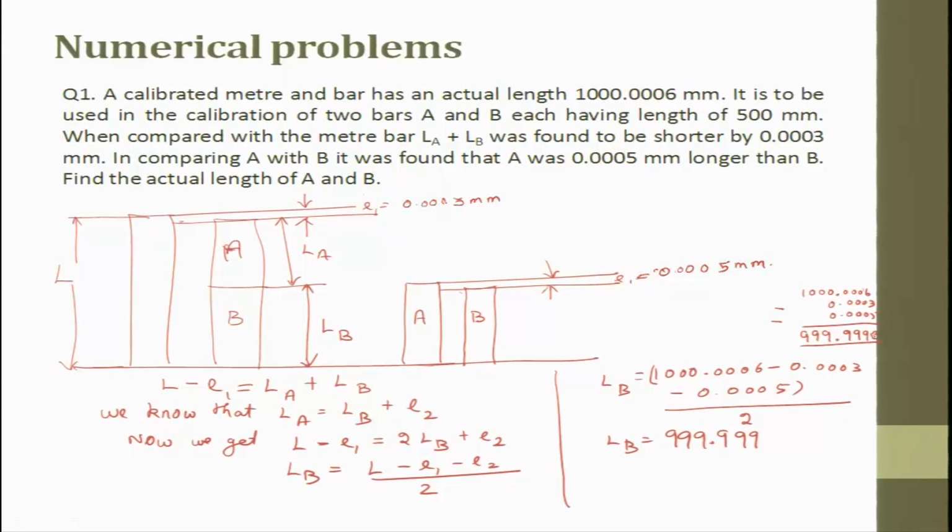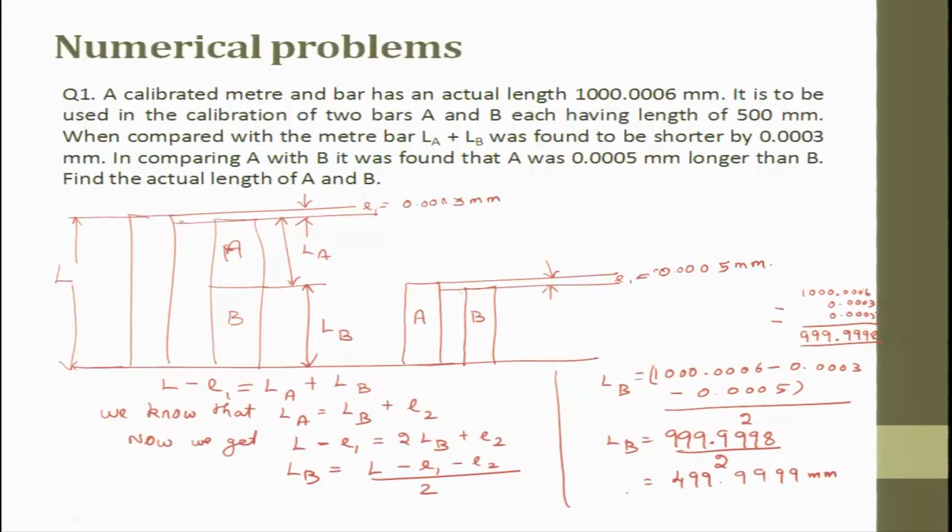So, it can be 999.999 and I just have to check. So, if this is one more and this is also one more, so it is 9998, correct. 9998 divided by 2. So, this LB will be equal to 499.9999 millimeter. Now, if I know this, so now I know Y.